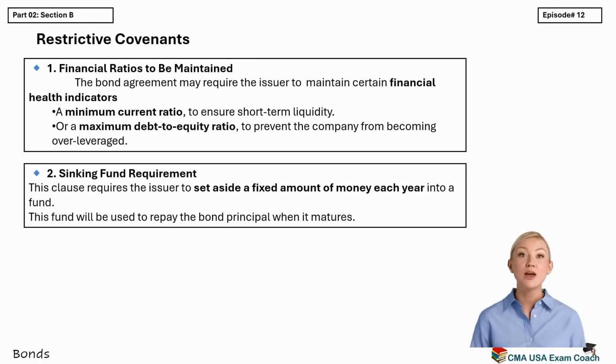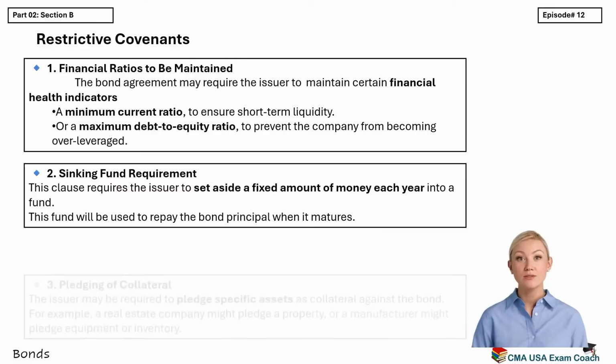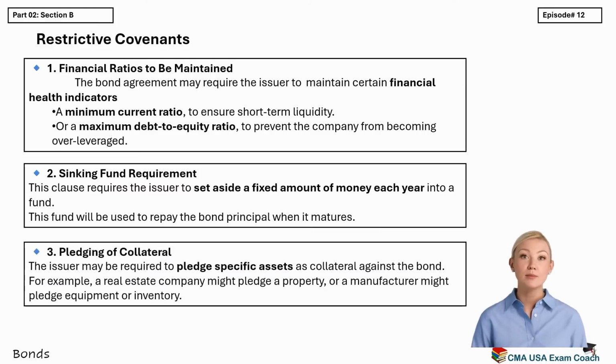3. Pledging of collateral. The issuer may be required to pledge specific assets as collateral against the bond. For example, a real estate company might pledge a property, or a manufacturer might pledge equipment or inventory. This increases the bond's security because if the issuer defaults, the bondholders have a legal claim on those assets.